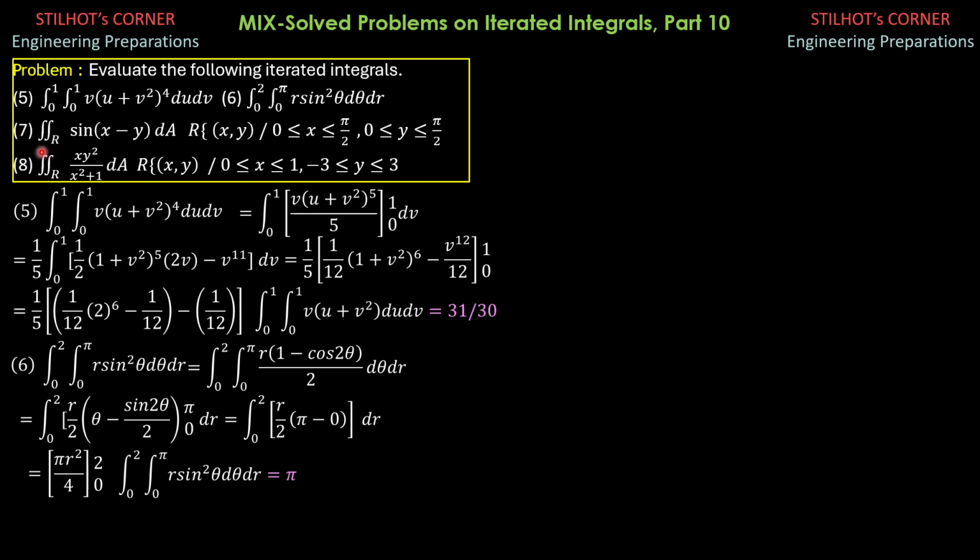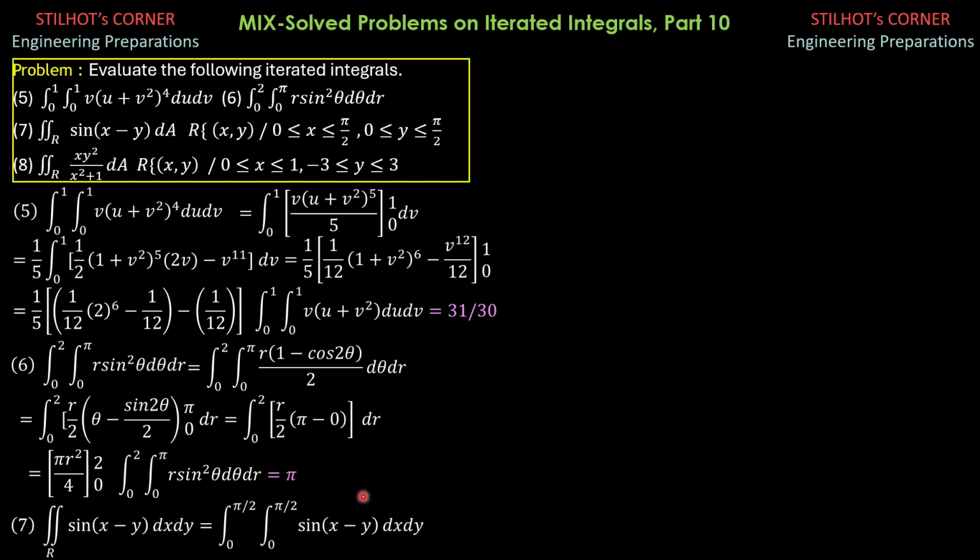Then we have number 7, the integral of sine of quantity x minus y dA. So the region is dA, represented by the area of the element, which is dx dy. We still treat the first variable as x, then the second variable as y. So the inner limits would be 0 to pi over 2 for x, then outer limits 0 to pi over 2 for y. Since we treat x as the first variable, this is just sine of x minus constant y.